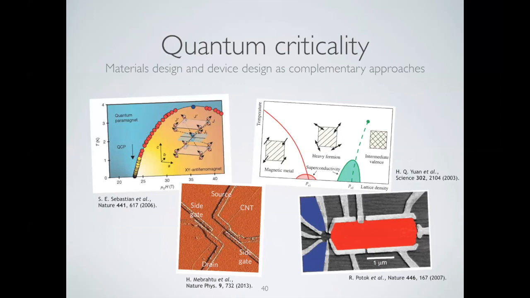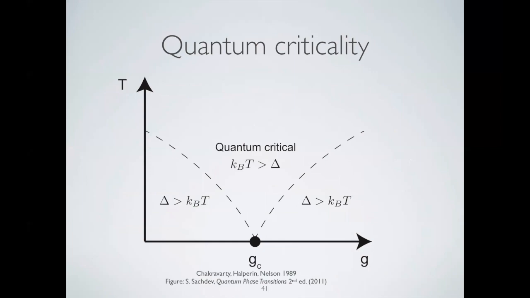But also studied in these nanoscale systems. And so I think you're familiar with the idea that if you have two different competing ground states in the system, where which one is the ground state is tuned by a parameter, you can go to the point where neither is the ground state.